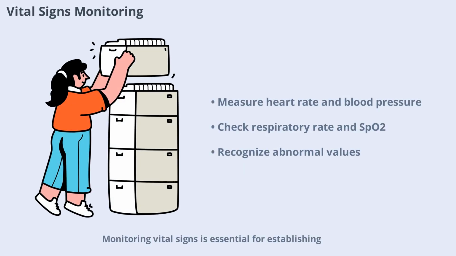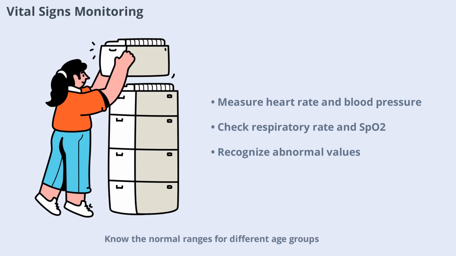Monitoring vital signs is essential for establishing a baseline and tracking changes during care. Key parameters include heart rate, respiratory rate, oxygen saturation, and blood pressure. These values respond dynamically to stress, activity, and positioning. For accuracy, ensure a calm environment, as anxiety can elevate initial readings.